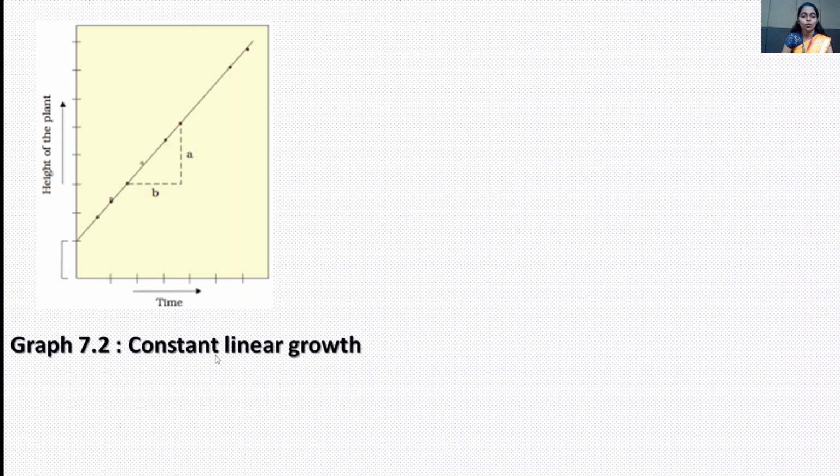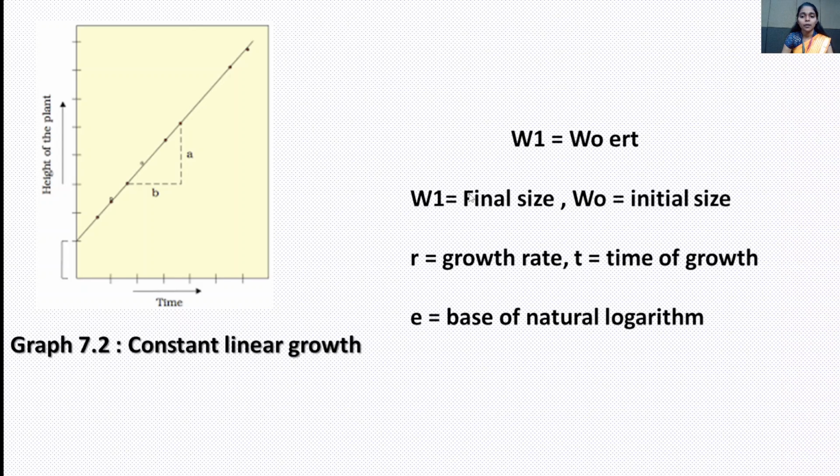The picture shows constant linear growth. The geometric mathematical equation is W1 = W0 e^(rt), where W1 is final size, W0 is initial size, r is equal to growth rate, t is equal to time of growth, and e is equal to the base of natural logarithm. These are the geometric mathematical equations.